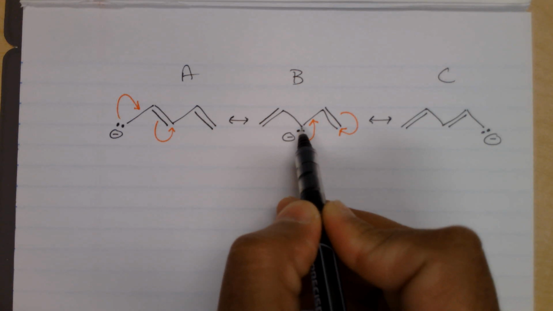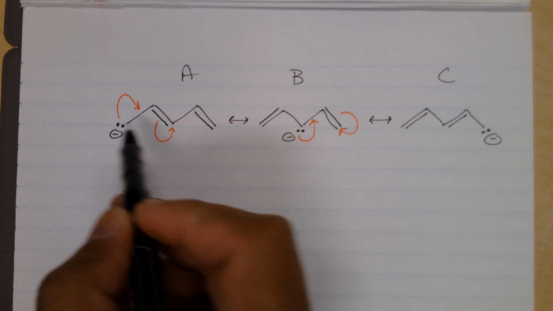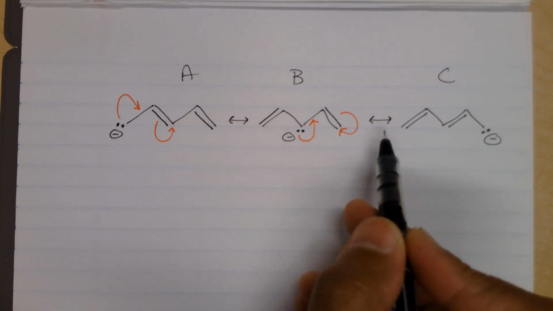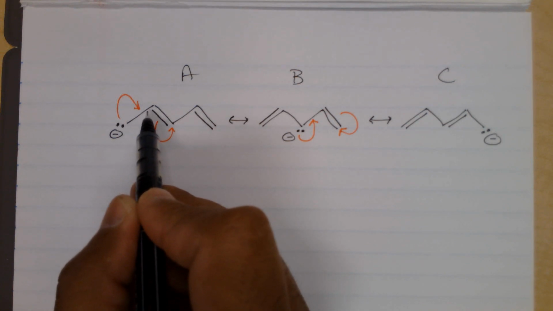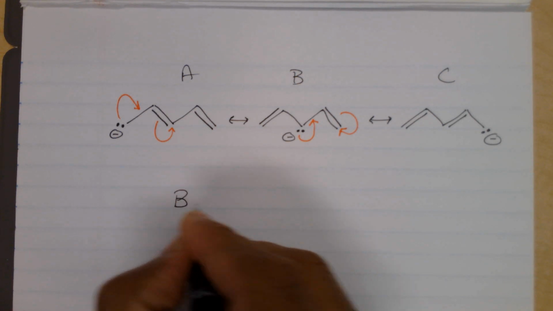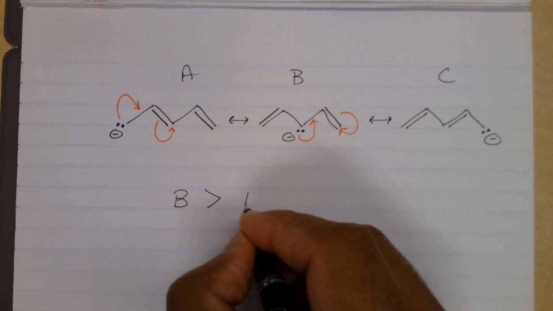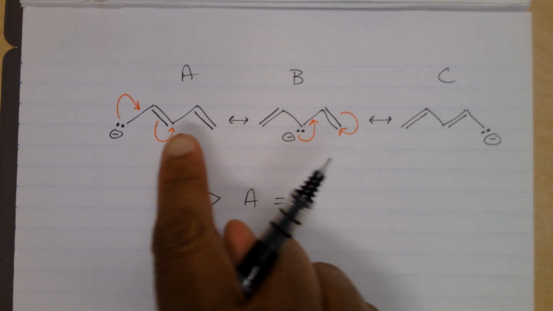So if you count here, this carbon is bonded to 2 other carbons. And then these carbons, A and C, these are terminal carbons. They're bonded to just 1 carbon. And so for stability, B would be greater than A and C. Of course, A and C are equal in stability.